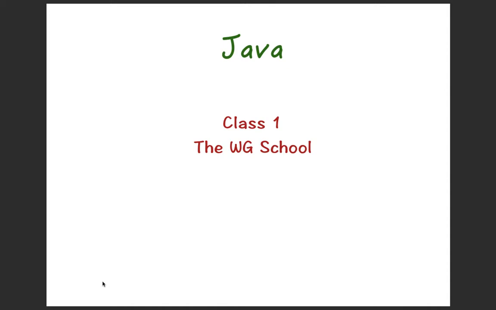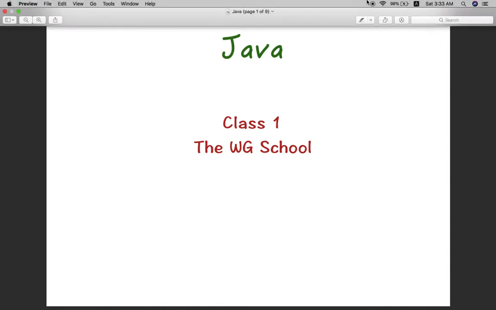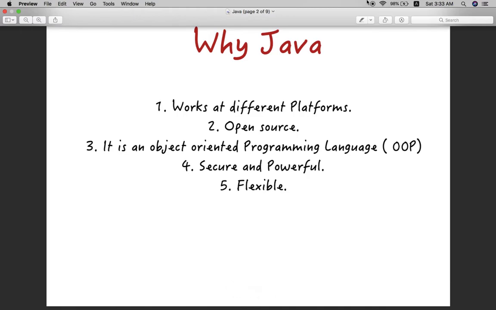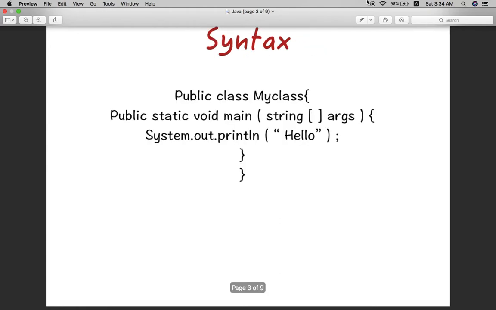We are starting with Java. And why Java? That is our first question. There are different reasons, but we have discussed only the basic few points. It works on different platforms. It is an open source program. It is an object oriented programming language. That is a very important concept. Leave it for later classes. For it is secure and powerful. And the fifth one is it is flexible.